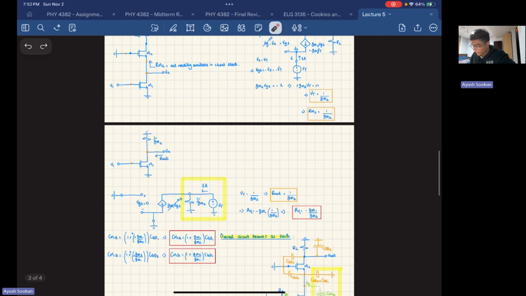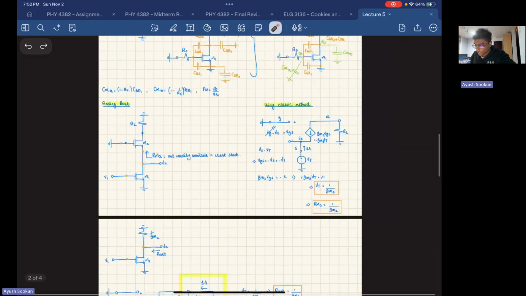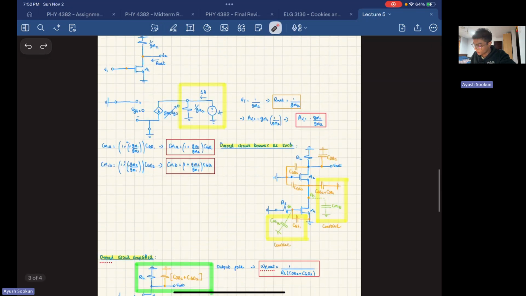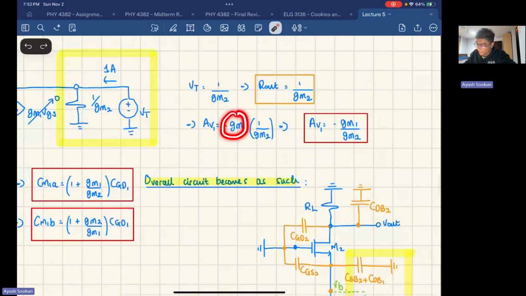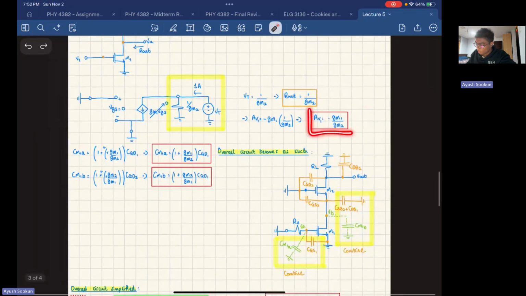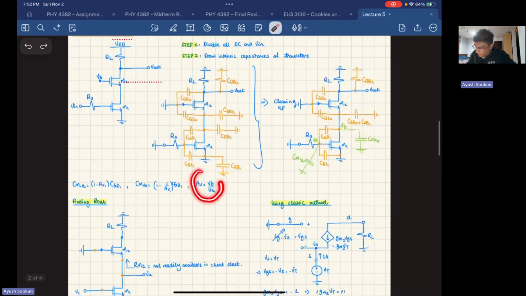So your gain AV1 is minus GM times R out. What is GM in this case? GM is the GM of the input transistor, which is connected to the input source. So this is your GM, and this is your R out. Your gain is minus GM1 over GM2. And what is AV1? AV1 is the AC ratio between point B and point A. That's what we're trying to find.